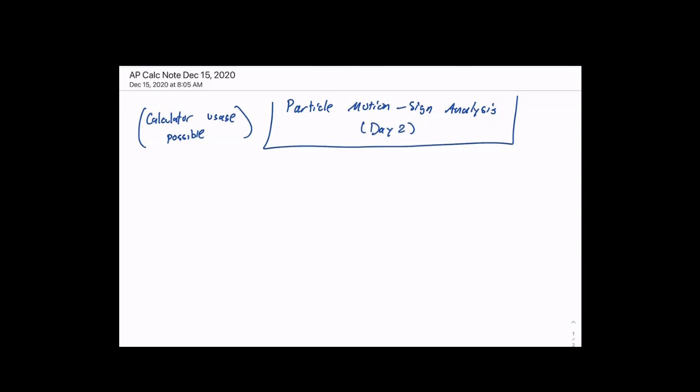So, particle motion sign analysis, our second day of covering particle motion. We're going to allow ourselves to use the graphing calculator. I'm going to show you a trick in today's work that I hope bridges the gap.